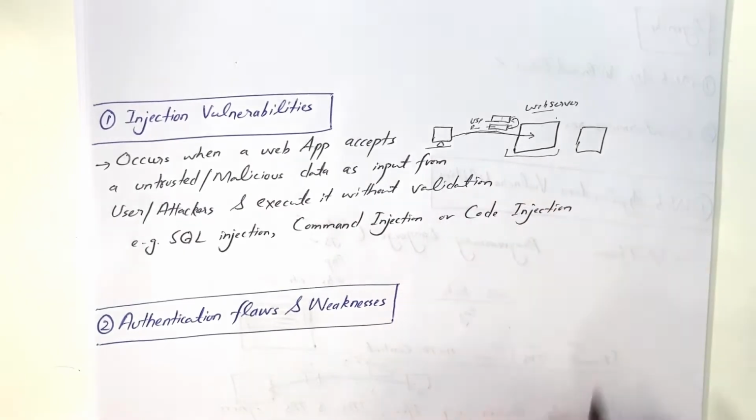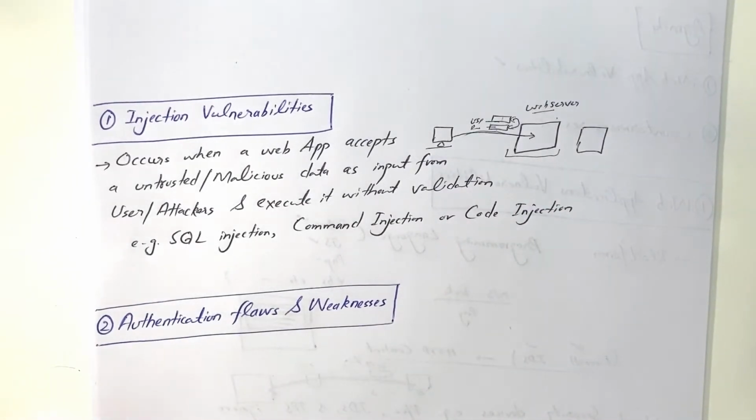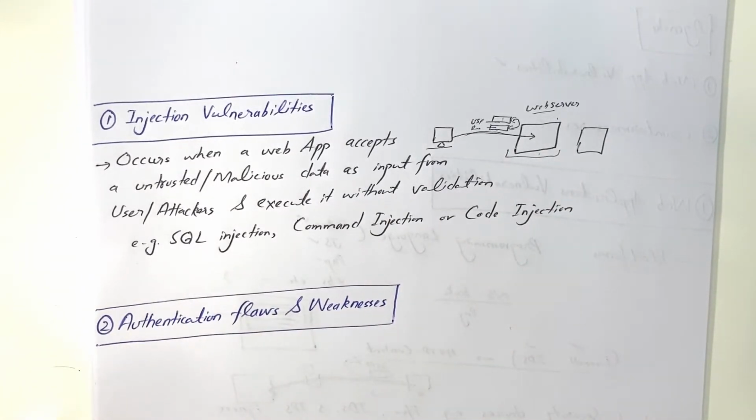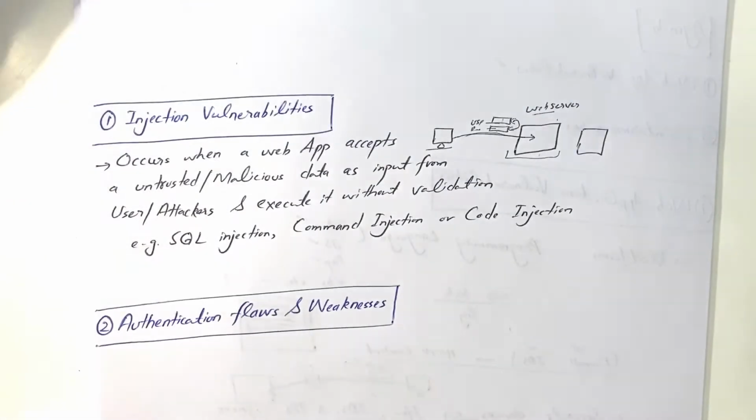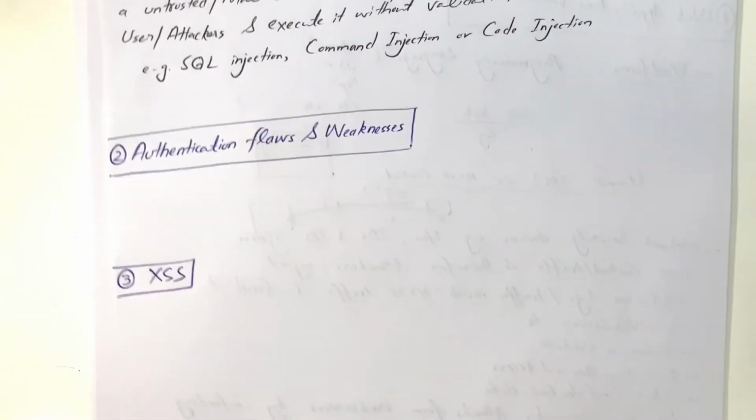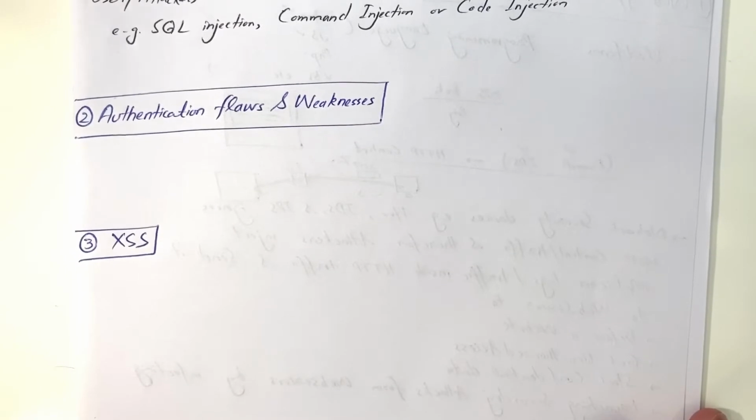We will use DVWA for practicing injection vulnerabilities. We'll test that. So like you have a web server that takes input from the user without checking what the user has input, and it executes it. This means the web server is vulnerable to injection vulnerabilities. Like an attacker can inject anything in those forms. We will discuss SQL injection in detail and all.